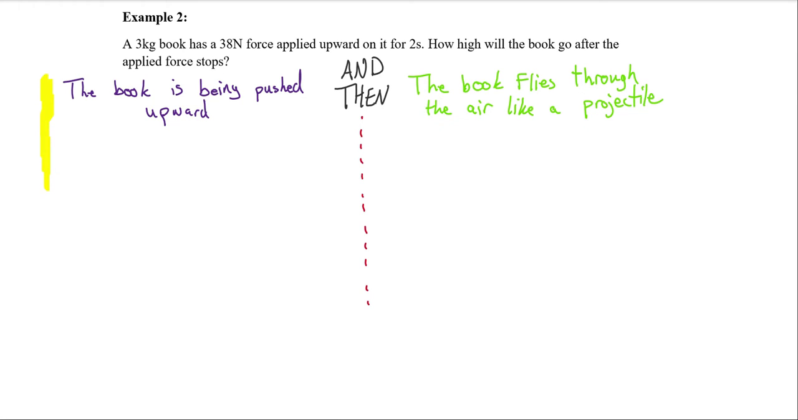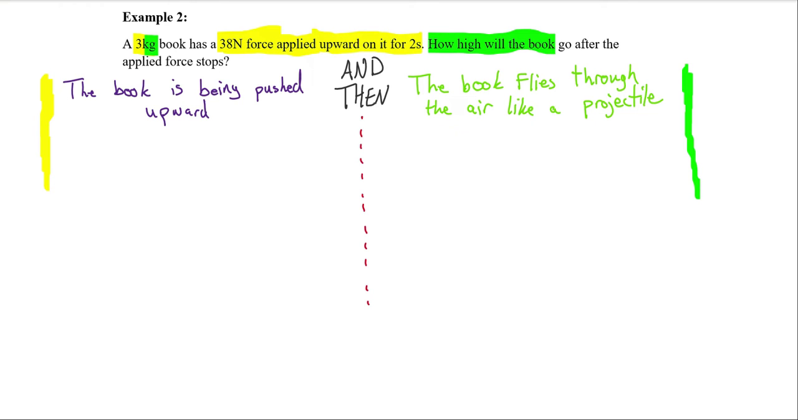Yellow is going to be the book being pushed upwards, and green is the book flies upward like a projectile. The 3 kilogram book applies for both situations. The 38 Newton force is only being applied while the book is being pushed, and that 2 seconds is also when it's being pushed upward. Now our question of how high will the book go happens in our green portion, when the book flies through the air like a projectile.